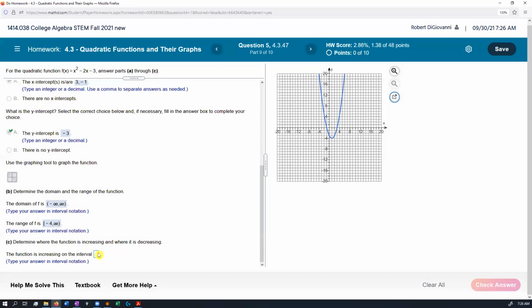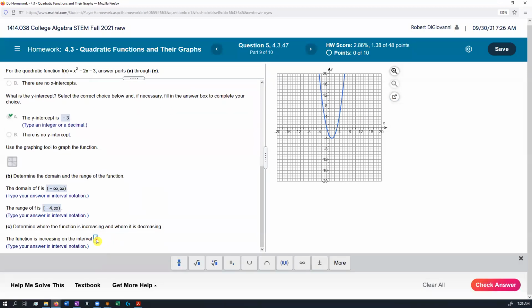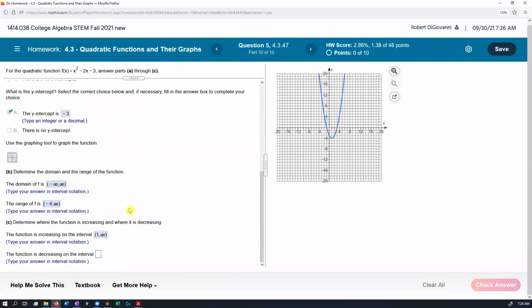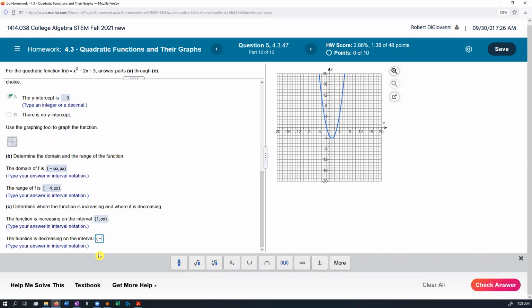So it's increasing from 1 to infinity, and it's decreasing on the interval -infinity to 1.